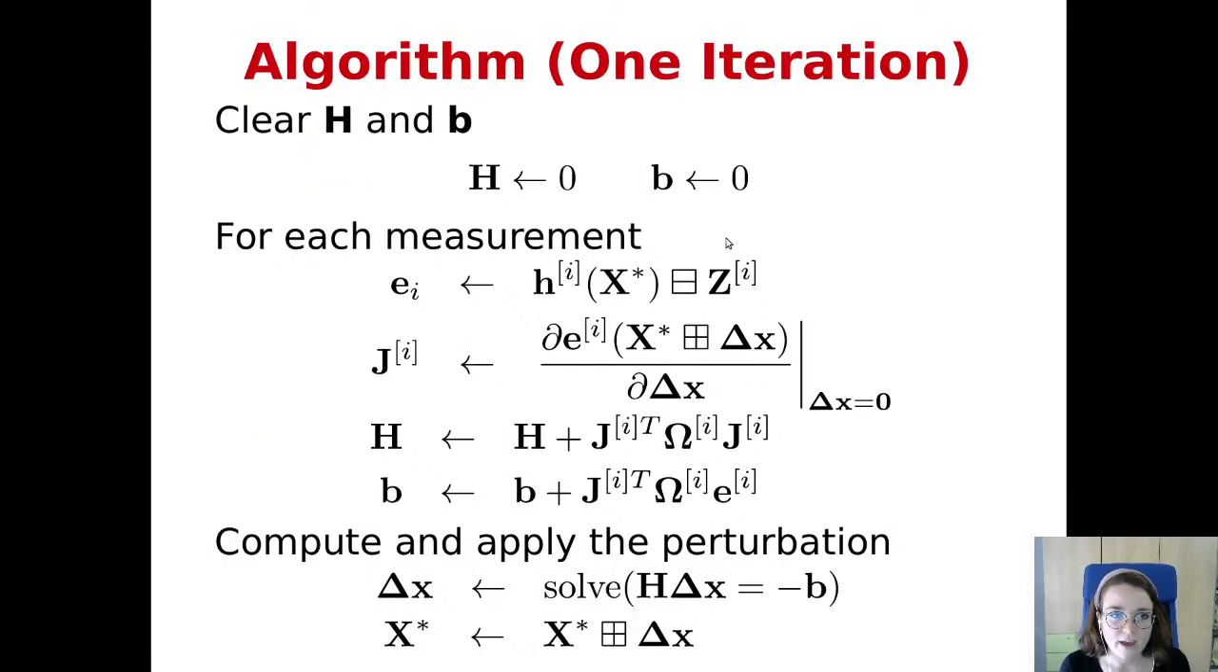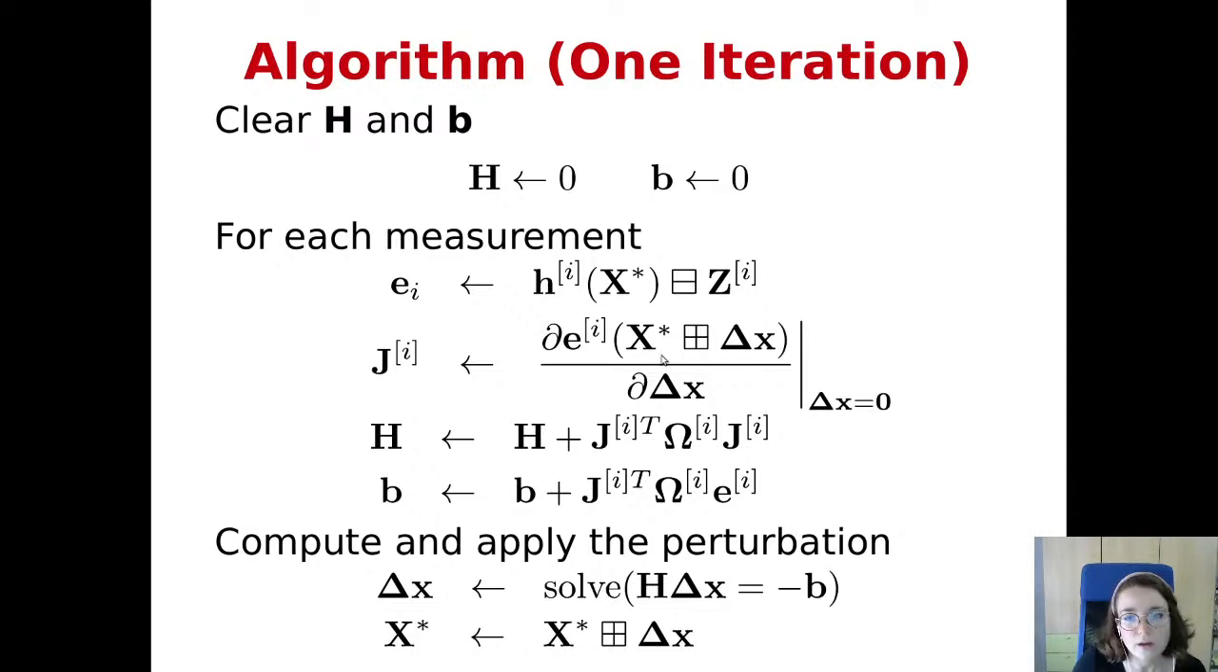In this slide we have a summary of the least squares algorithm. In particular, you see that for each measurement the error is computed and the associated Jacobian, that is the derivative of the error with respect to delta x, and they are used, weighted by the covariance matrix of the measurement, to build the matrices H and B. The matrices H and B are the coefficients of the linear system H delta x equals minus B, which we solve to obtain the perturbation to apply through the box plus operator to the current estimate of the state to update it.